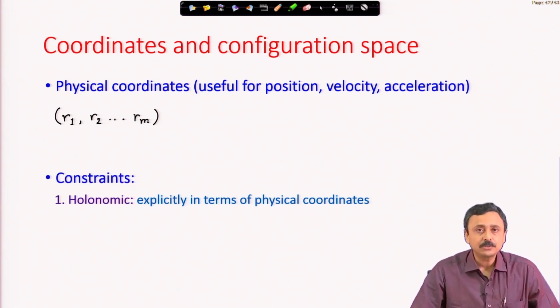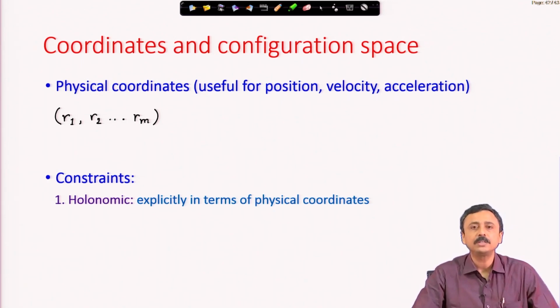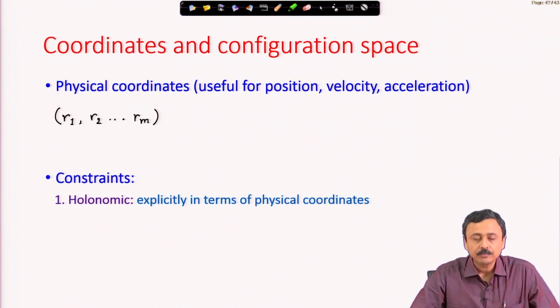Now, we may have constraints over these physical coordinates, as we have seen in the pendulum example, or even in the conical pendulum example. On the physical coordinates x, y, z of the conical pendulum, we had the constraint x square plus y square plus z square is L square. Constraints are of two types. Holonomic constraints are explicitly in terms of the coordinates, like in the conical pendulum, x square plus y square plus z square equal to L square.